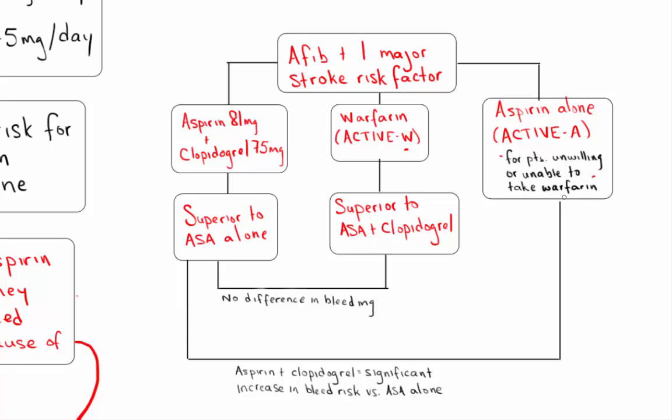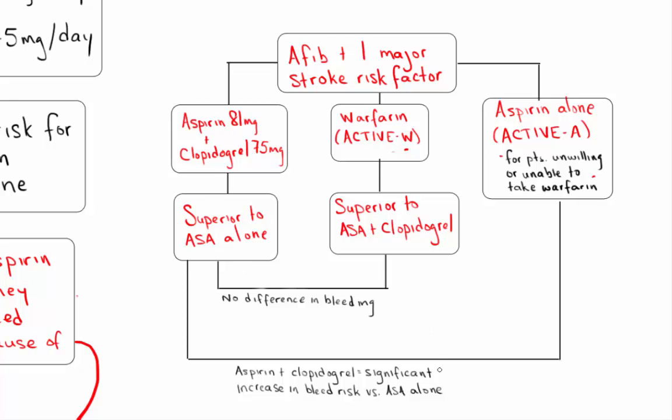Warfarin. Now in this trial, they found that the combination of aspirin plus Clopidogrel was superior to aspirin alone for prevention of strokes, but the combination was inferior to Warfarin in preventing strokes. So combo is better than aspirin alone, but not as good as Warfarin alone. Now there's no difference in bleed risk between the ACTIVE and the ACTIVE W arm. Equal bleed risk between Warfarin and combination aspirin plus Clopidogrel.